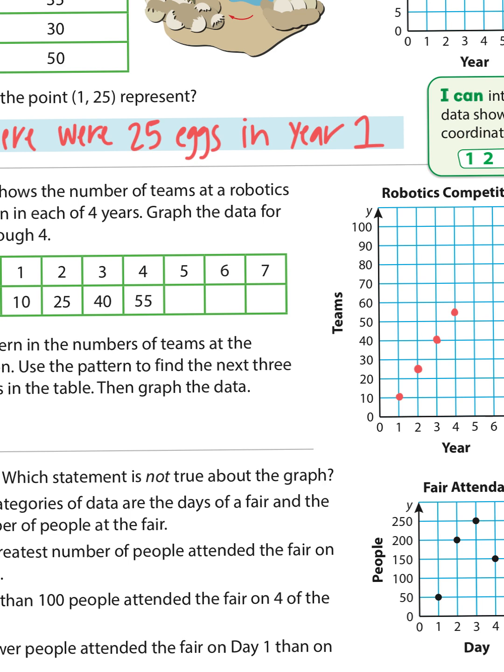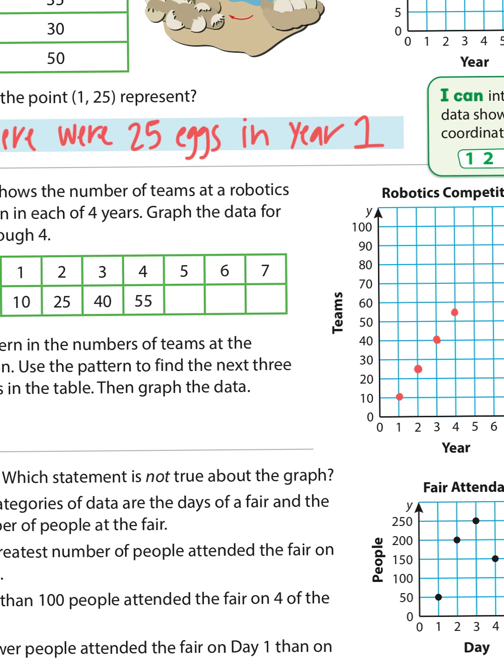Remember, you want to go over first, then up. So for my first point, I'm going to go over to 1, up to 10. For my second point, I go over to 2, up to 25, which is right between 20 and 30. My third point, I go over to 3, up to 40, and then I go over to 4, up to 55. Find a pattern in the numbers of teams at the competition.